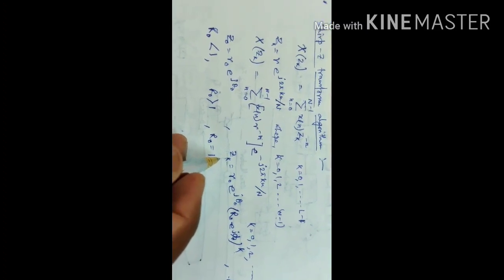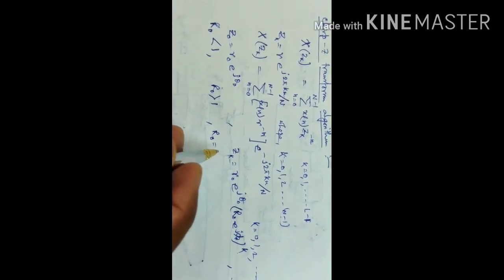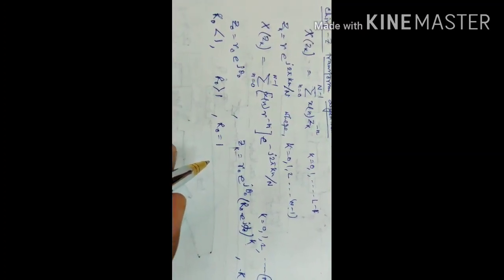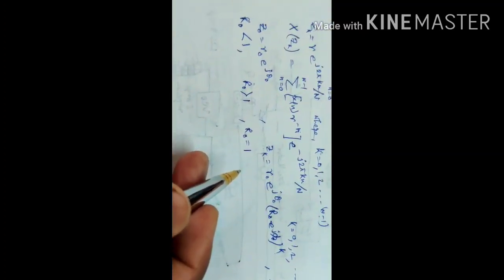So if R_0 is less than 1, the points fall on a contour that spirals towards the origin, and if R_0 is greater than 1, then the contour spirals away from the origin. If R_0 equal to 1, then the contour is a circular arc of radius r_0, and if r_0 equal to 1 and capital R_0 equal to 1, then the contour is an arc of the unit circle.